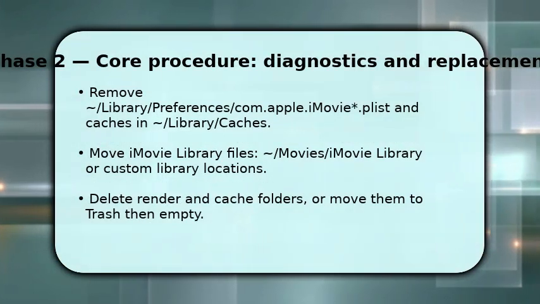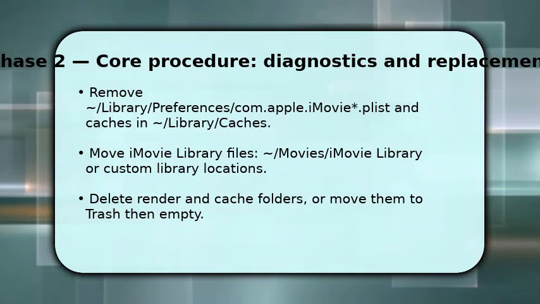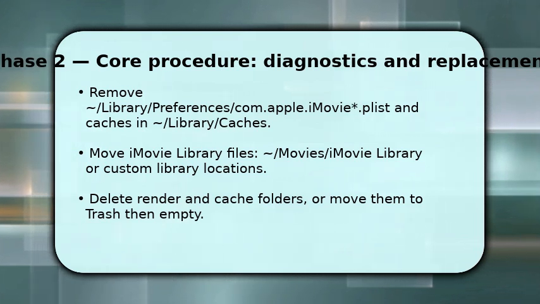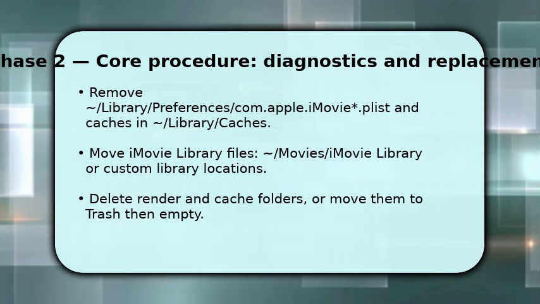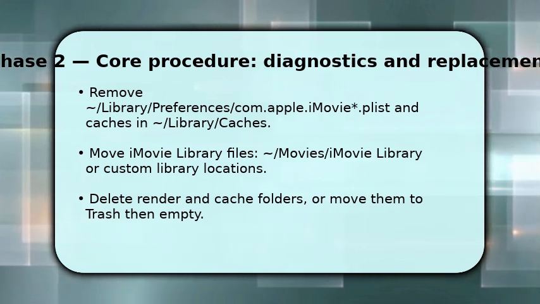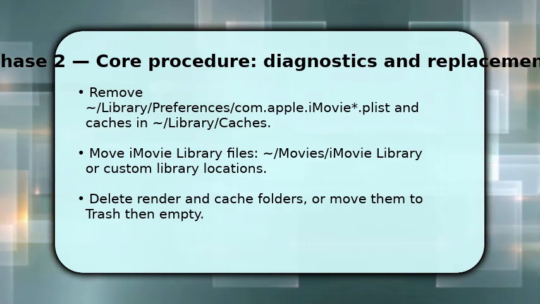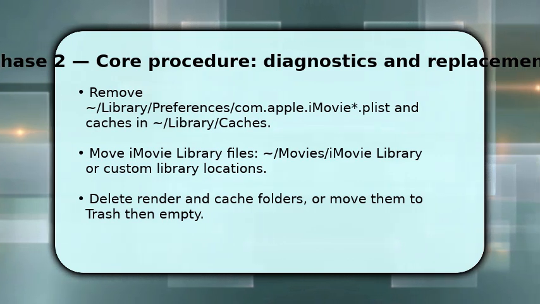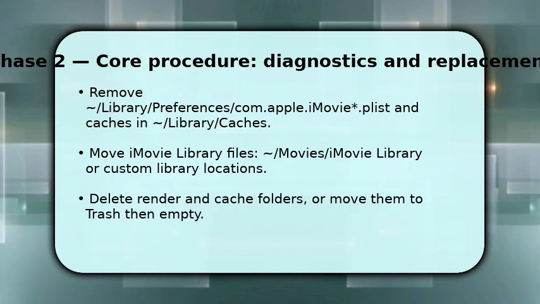Next, you'll remove user support and cache files to force iMovie back to defaults. Open Finder, use Go to Folder, and navigate to /Library/Preferences to delete com.apple.iMovie list files. This clears user settings. Then remove caches in /Library/Caches and examine /Movies for iMovie library bundles. Move the library or render folders out if you need to preserve them first. By removing these, you clear corrupt caches and render data that often cause crashes or erratic behavior.